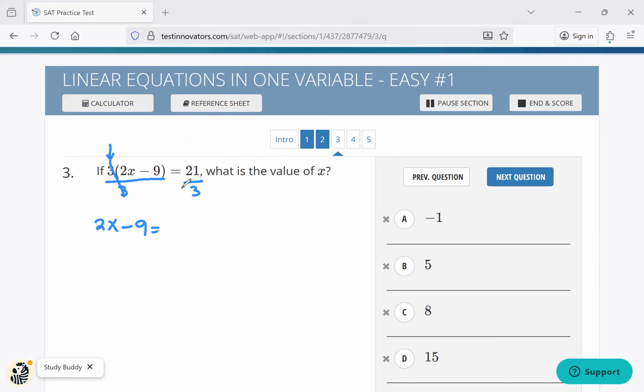And then what is 21 divided by 3? 7. Okay, then it's all about solving for x. So the next thing I would do is move this negative 9 to the right by adding 9 to both sides. And you get 2x equals 9 plus 7, which is 16. And then solve for x by dividing both sides by 2. And you get 16 divided by 2 is 8.